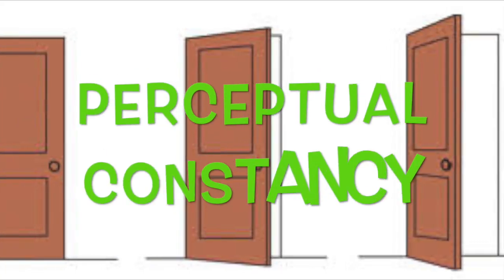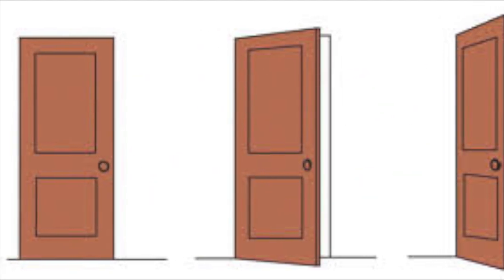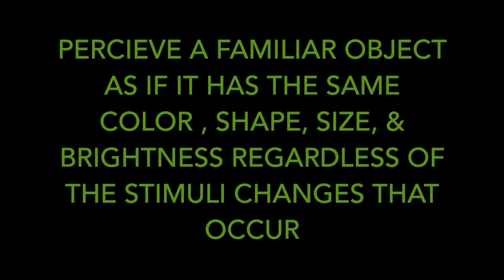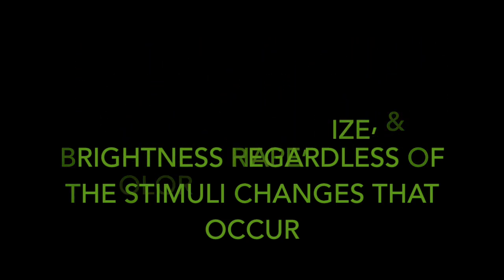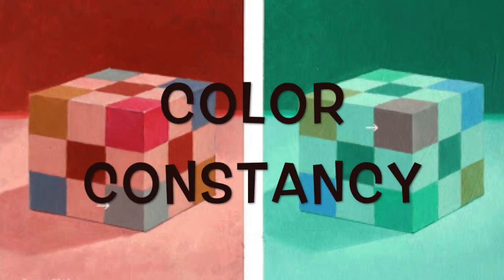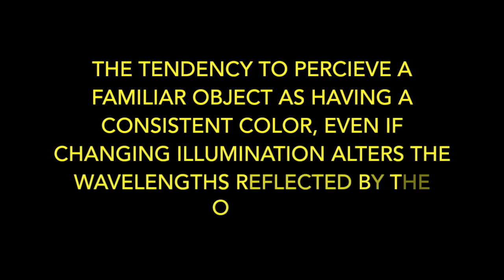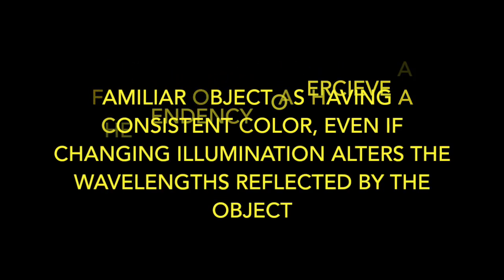Perceptual consistency is to perceive a familiar object as if it has the same color, shape, size, and brightness regardless of the stimuli changes that occur and in contrast. Color consistency is the tendency to perceive familiar objects as having consistent color, even if changing illumination alters the wavelength reflected by the object.